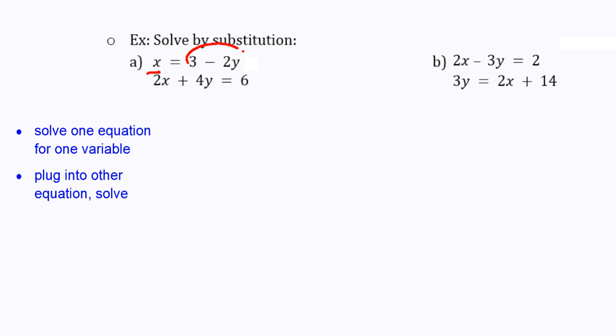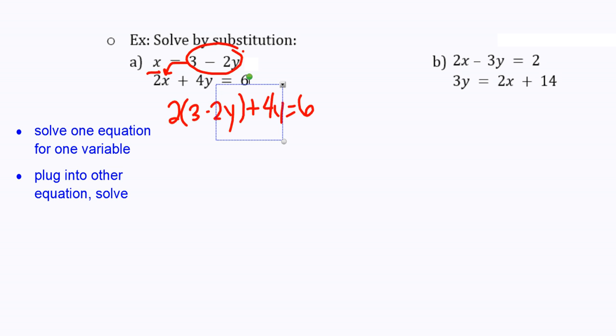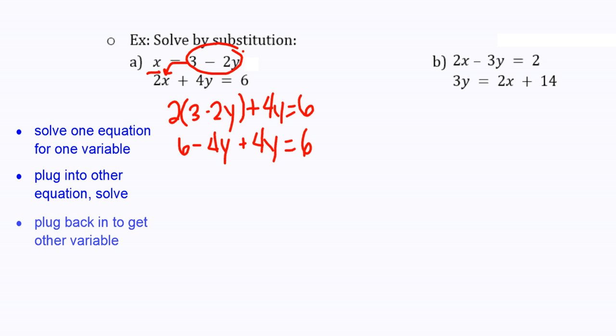So I'm going to take this expression for x and plug it in here. So I'm going to have 2 times 3 minus 2y, and then the rest of the equation, plus 4y equals 6. And I can solve this equation, in this case for y. So distributing the 2, it's going to give me 6 minus 4y plus 4y equals 6. So we solve this for y, and then whatever we do, we plug back in to get the other variable.